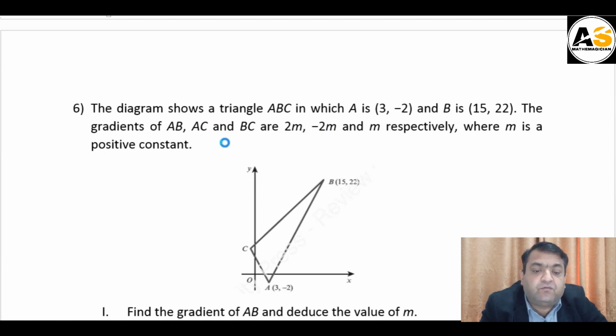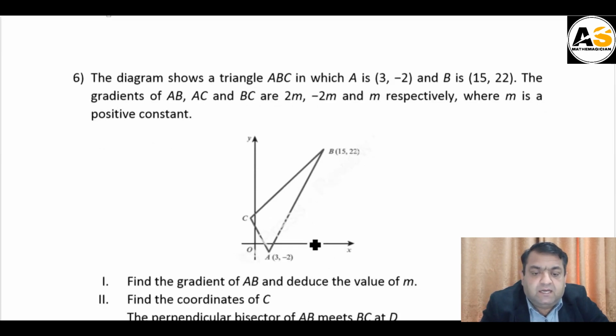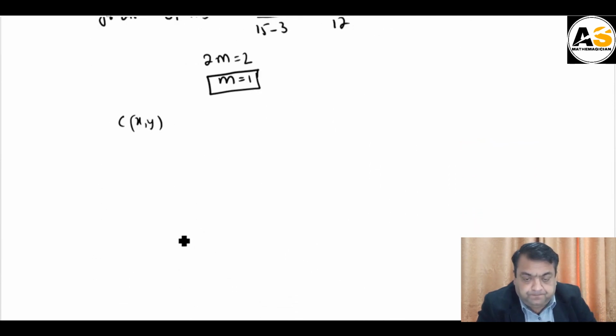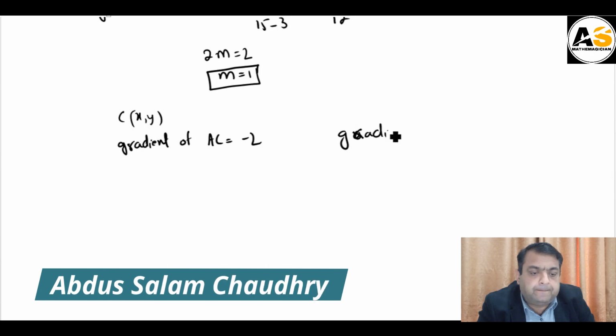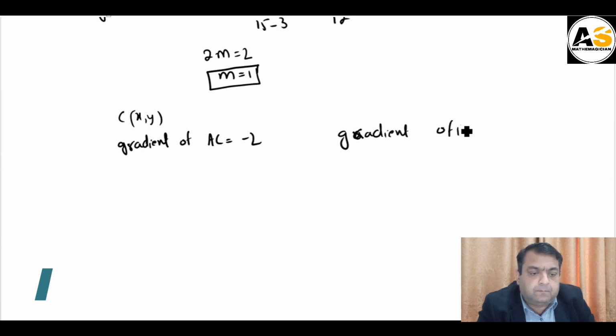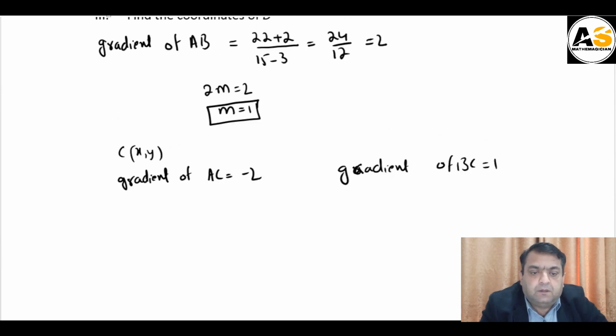And what is the gradient of BC? It is m, which is 1. So the gradient of BC is 1 and the gradient of AC is minus 2. We will use these two pieces of information to find two equations. Gradient of AC is minus 2 and gradient of BC is equal to 1.